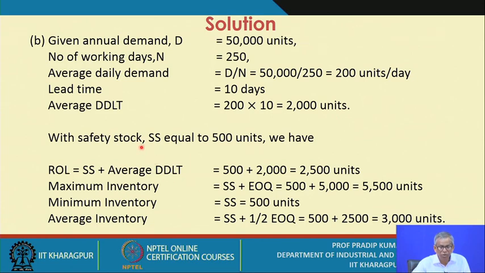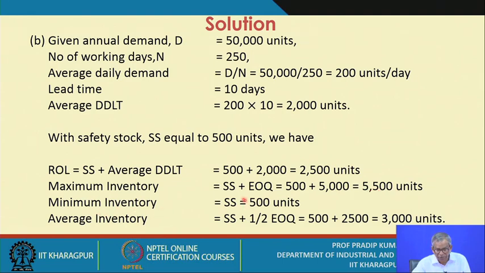So with the safety stock equal to 500 units, we have the reorder level, that is the safety stock plus average demand during lead time. So that is 500 plus 2000, that is 2500 units. So what is the maximum inventory? Maximum inventory is safety stock plus EOQ. So 500 plus 5000, 5500 units.